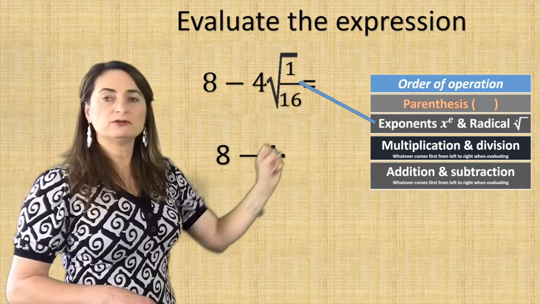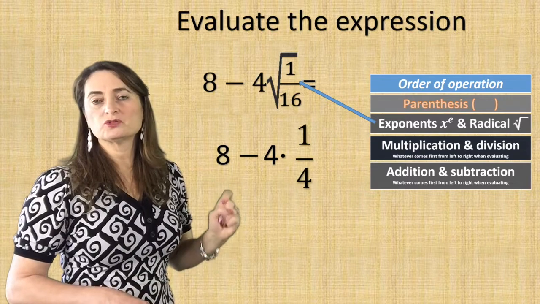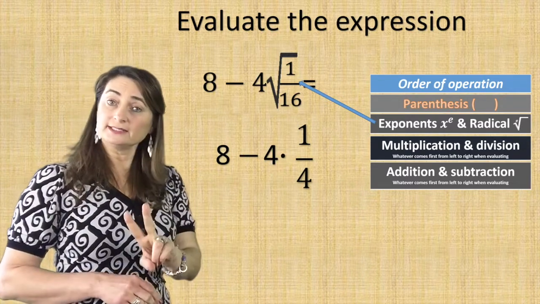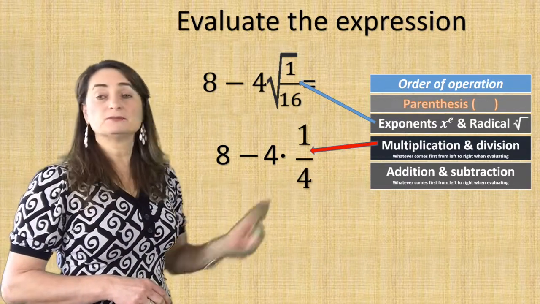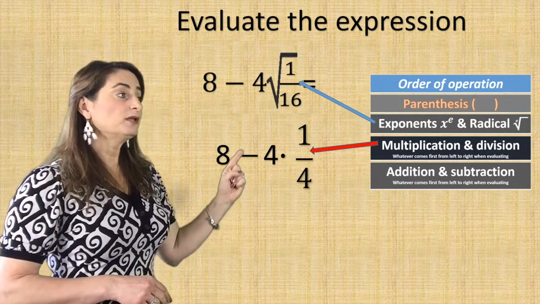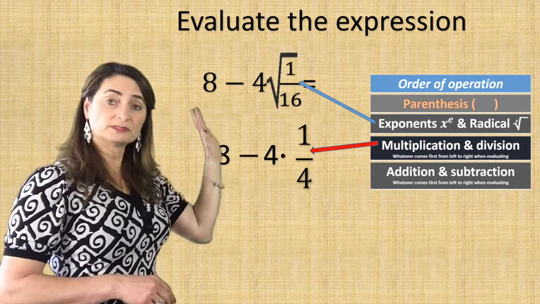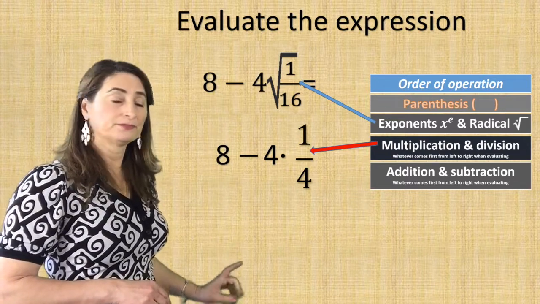Now, evaluate the square root of 1 over 16, which is 1/4 because 1 times 1 is 1 and 4 times 4 is 16. The second step, now that I see multiplication: you have to multiply 4 times 1/4 before you subtract. So remember, subtraction is the last step.